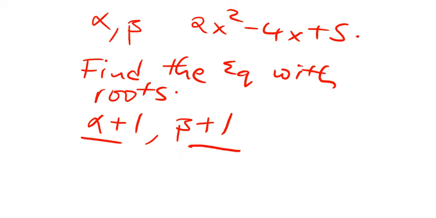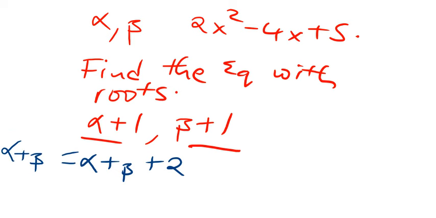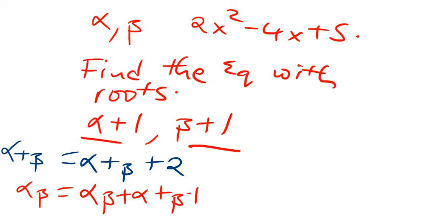So we said you need to first of all add the roots. In this case, you have alpha plus beta plus 2. That is after addition. Then after multiplying them, you have alpha beta plus alpha plus beta plus 1. So these are already in the form where you can plug in, right? Do we all agree?